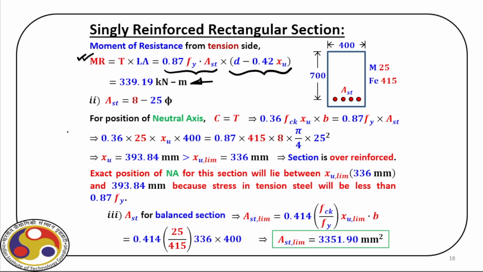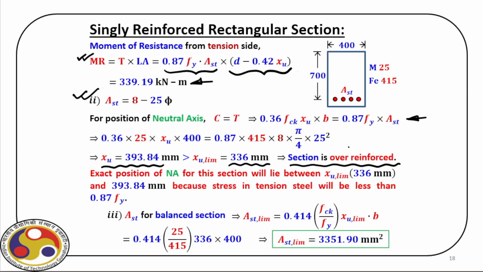For the second case, we have a different value of steel. First again what we do, we find out the location of the neutral axis by balancing C with T. Again we use the same expression, but in this case we have xu, which is 393.84 millimeter. And obviously this is more than the limiting value, which is 336. Therefore, this section with this amount of steel is now an over reinforced section.